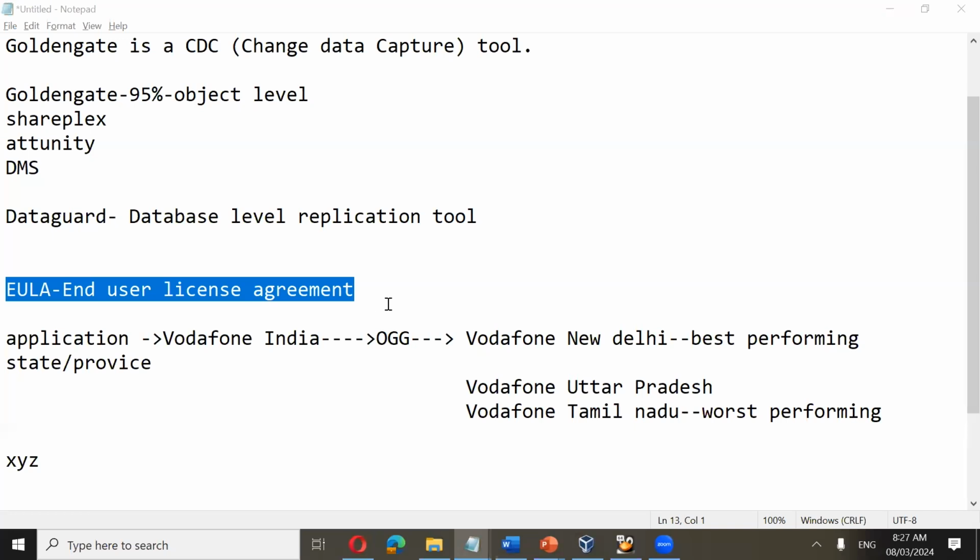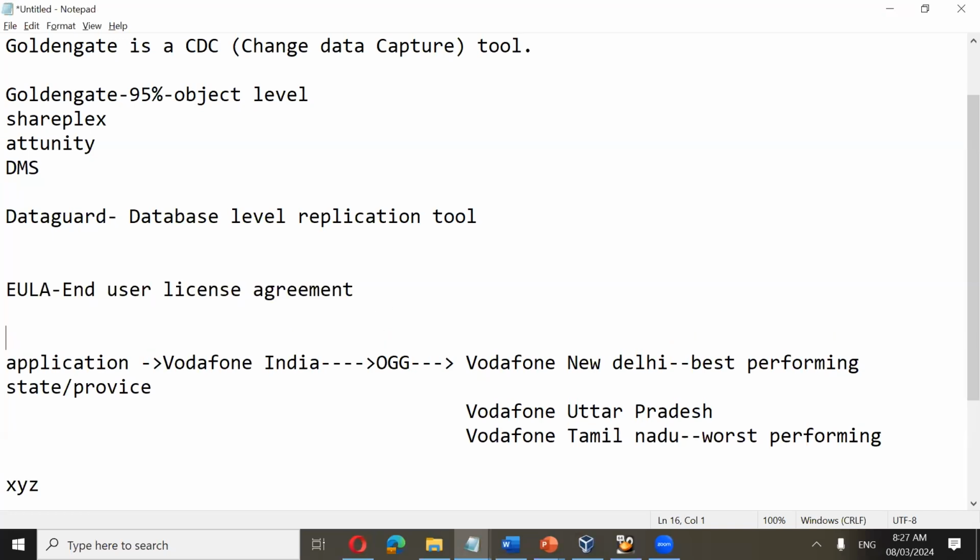Apart from that, nowadays Goldengate is also being used for zero downtime upgradation and migration. You must have heard, right? Goldengate is a costly product, yes.